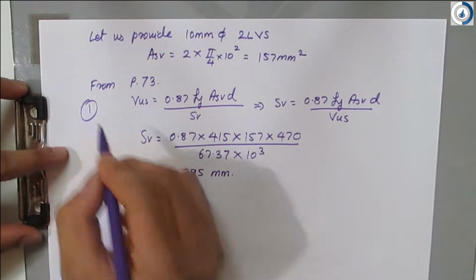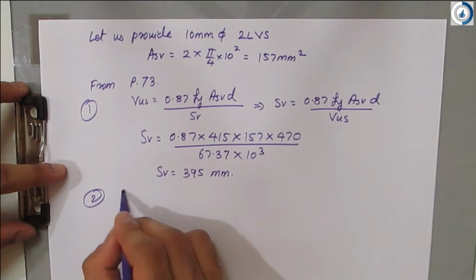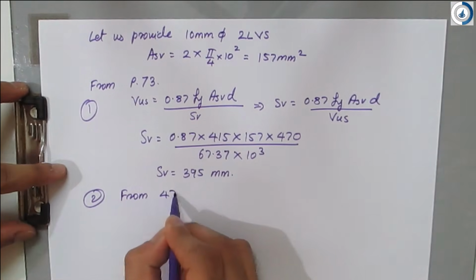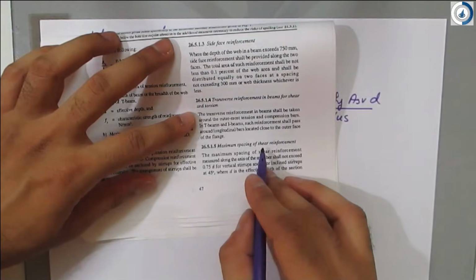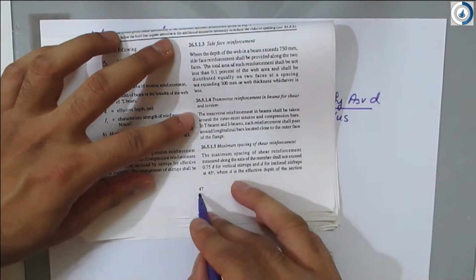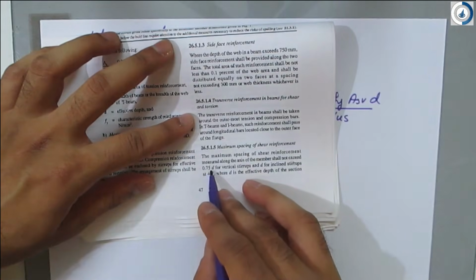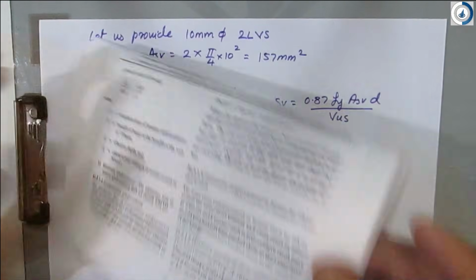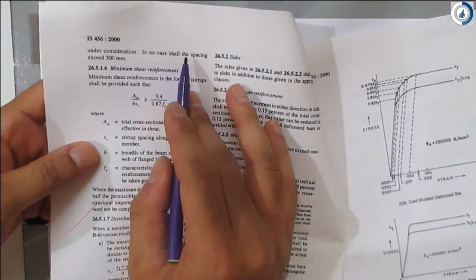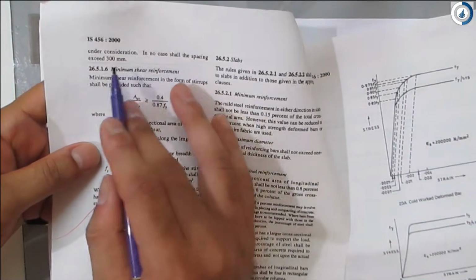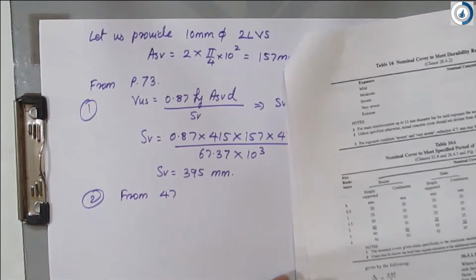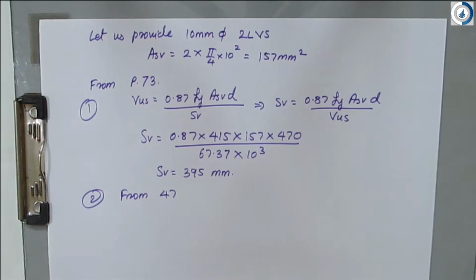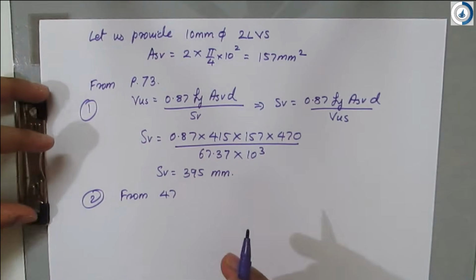So this is the first one. Now the second one from page 47, that also I will show you. What it says, the maximum spacing of shear reinforcement from page number 47: the maximum is 0.75 D. If it is greater, then the spacing should not exceed 300 mm. So whatever values you calculate from these three, it should not exceed 300. You have to take care.